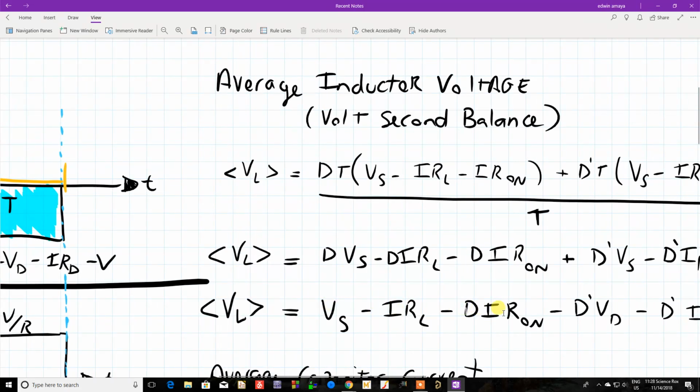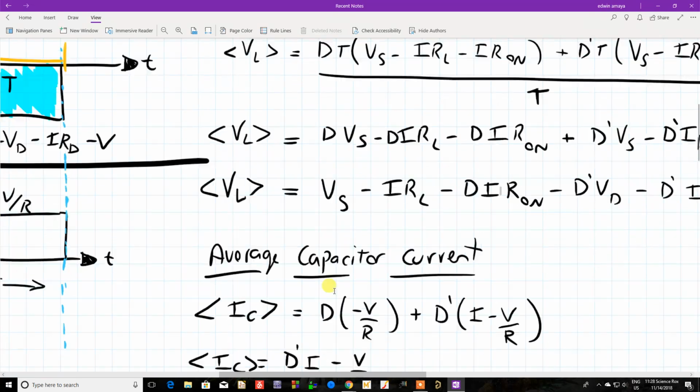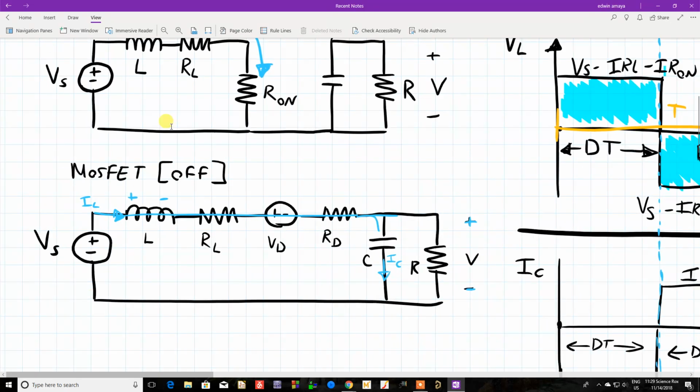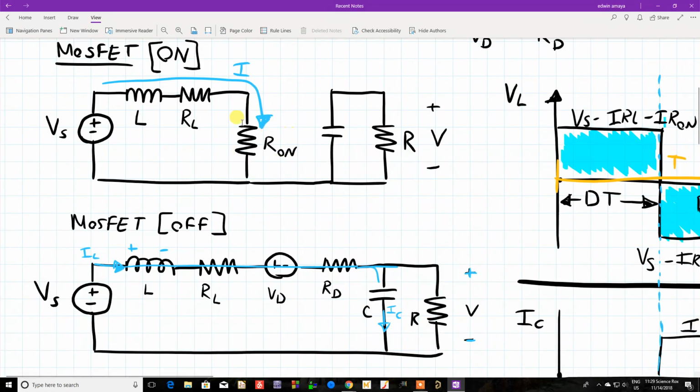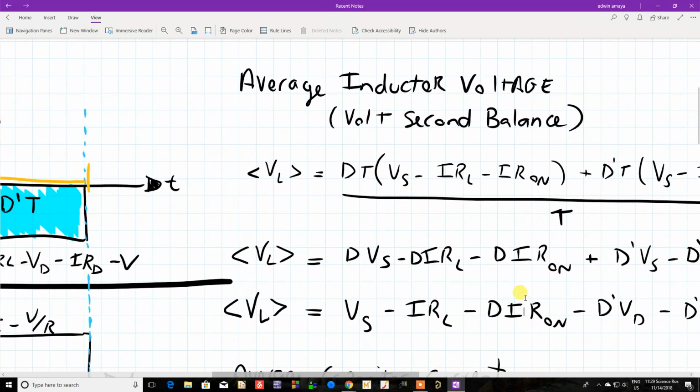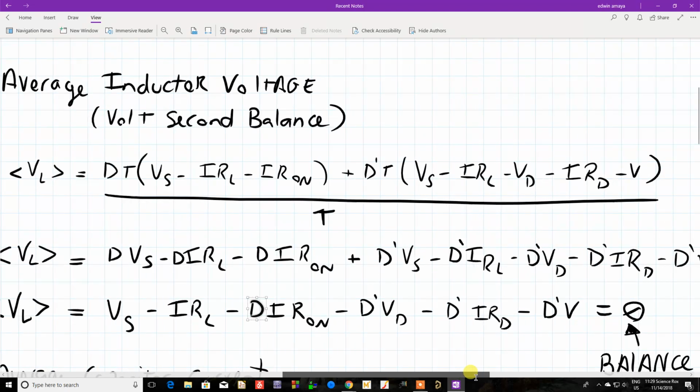And the I R on, which is the current times the on resistance of the MOSFET, that has a term of D, which is just when the MOSFET is on. So that makes sense that we only put the on resistance. The on resistance is a function of just when the MOSFET is on, just this time, which is D. Because obviously if the MOSFET is off, why are we going to include that resistor into our formula, right? So that's why that R-on term has a product of D. And the same thing with the rest of the things in the circuit.